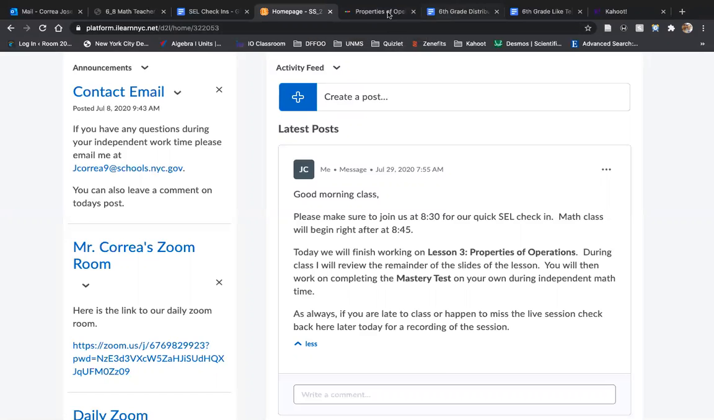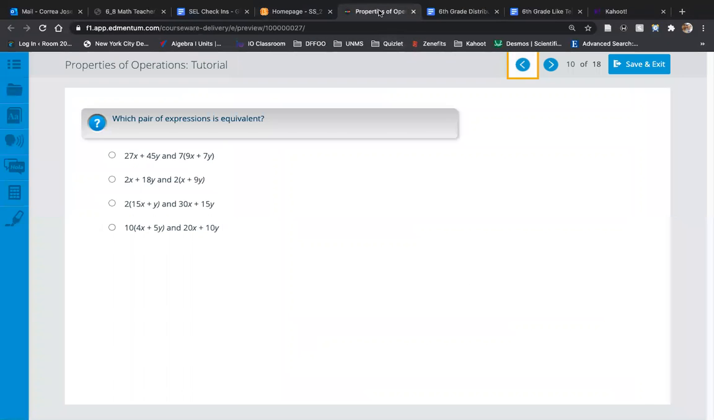So let's get started. We ended off here yesterday, right? We were looking at this question here. It says, which pair of expressions is equivalent? So if I were to label the first one A, the second one B, the next one C, and the last one D, did anybody figure out which of these they think is equivalent?